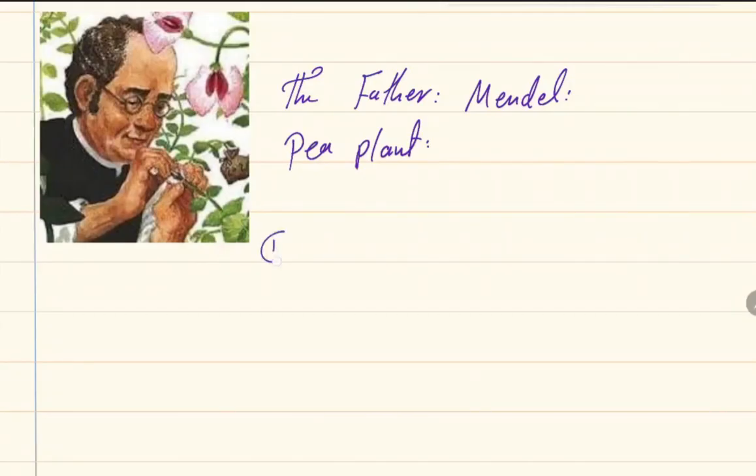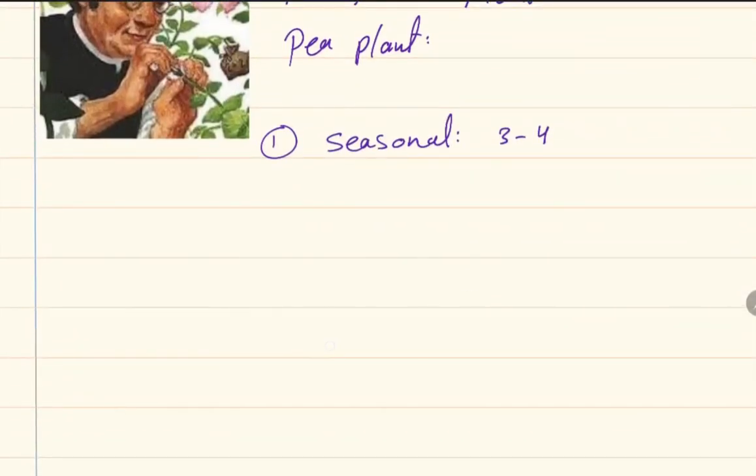First of all, pea plants are seasonal. They can grow 3 to 4 times a year. It means he can study the plants, their offspring, and maybe their offspring. So in 1 year, he can study 3 to 4 generations, which can make the result show more clear.